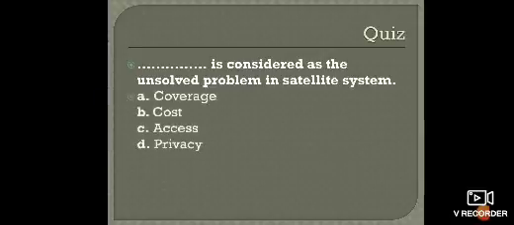And the next question is, dash is considered as the unsolved problem in satellite systems. So what is considered an unsolved problem in our satellite system? The first one is coverage, the second one is cost, the third one is access, the last one is privacy. So whether it is coverage, cost, access, or privacy, what is the correct option? So please note this question.